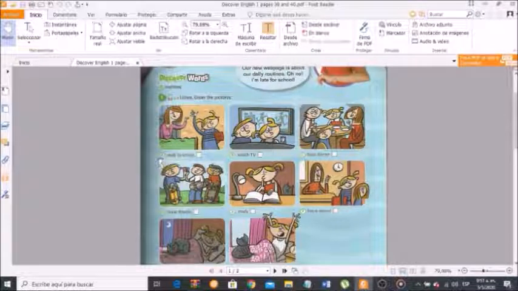So, picture A, walk to school. Picture B, watch TV. Picture C, have dinner. This is cenar. Picture D, meet friends. And do you know the meaning of this?